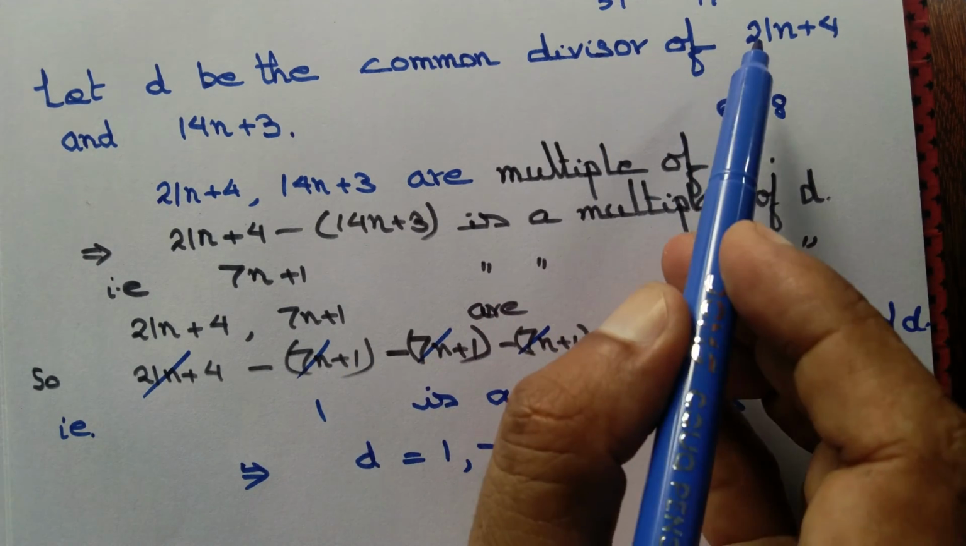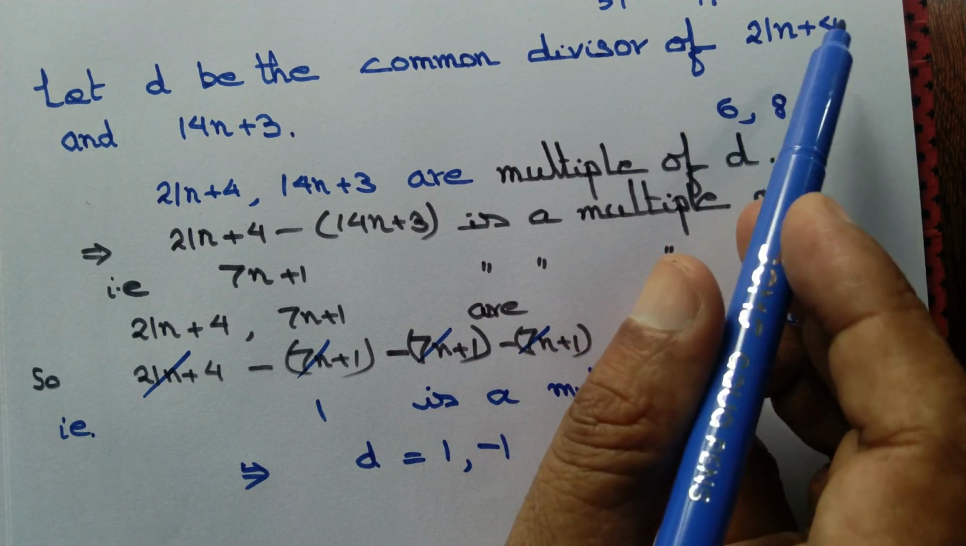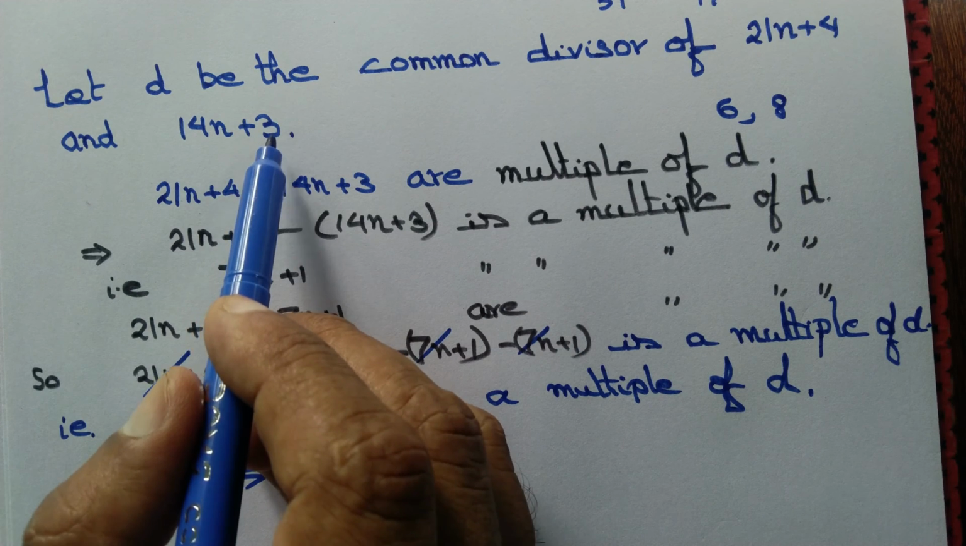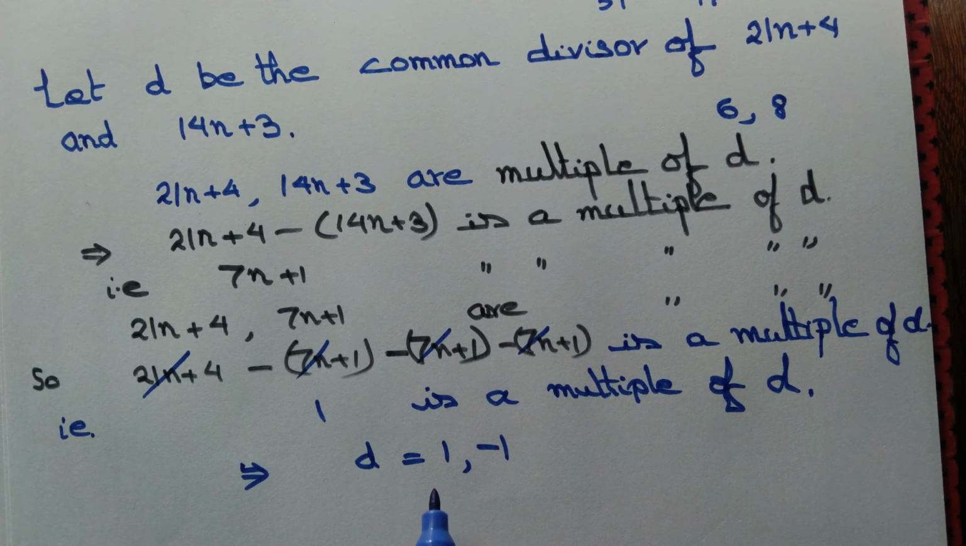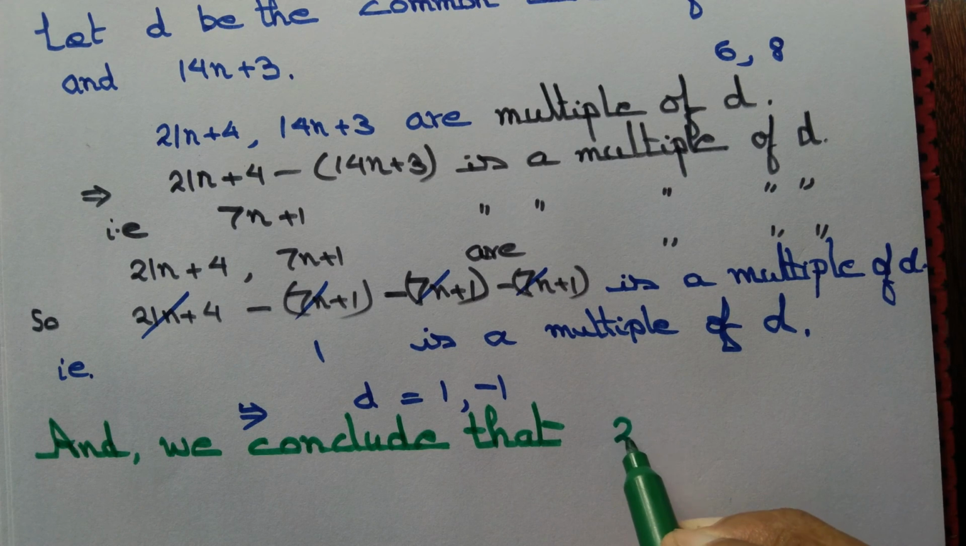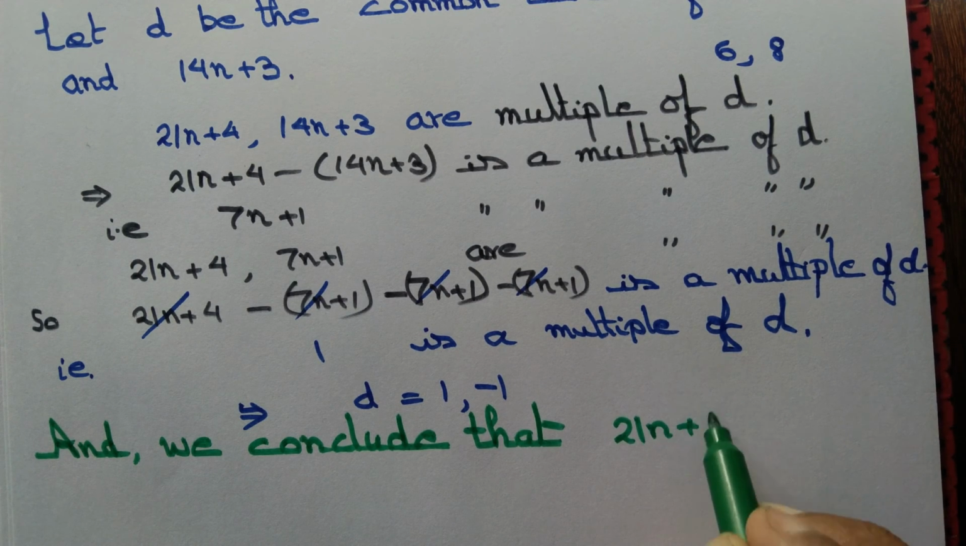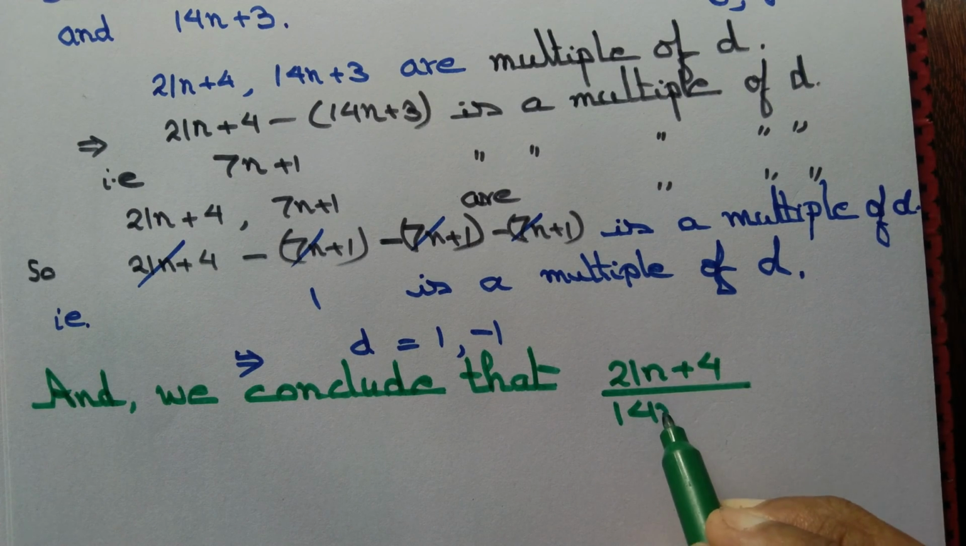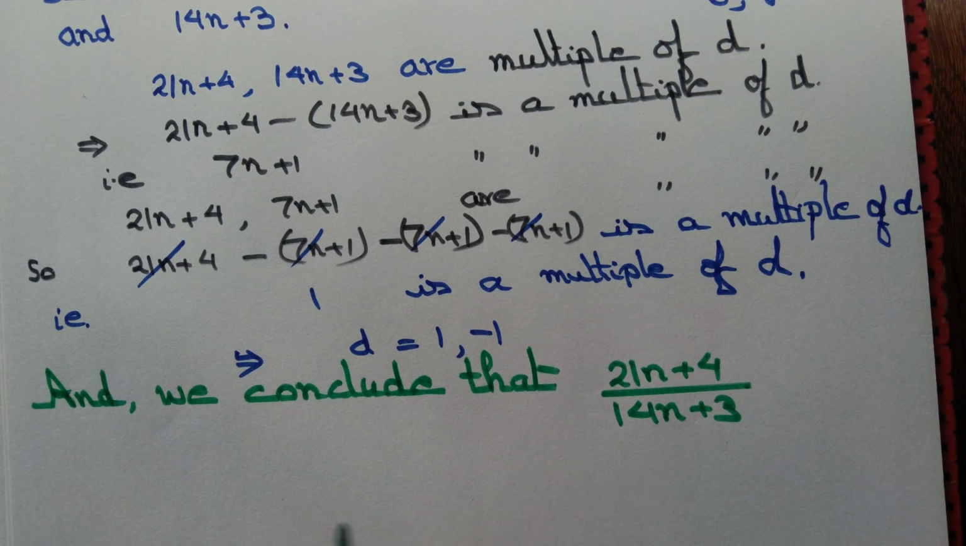So if we have a common divisor of 21n + 4 and 14n + 3, that common divisor has to be plus 1 or minus 1. And we conclude that (21n + 4)/(14n + 3) is irreducible.